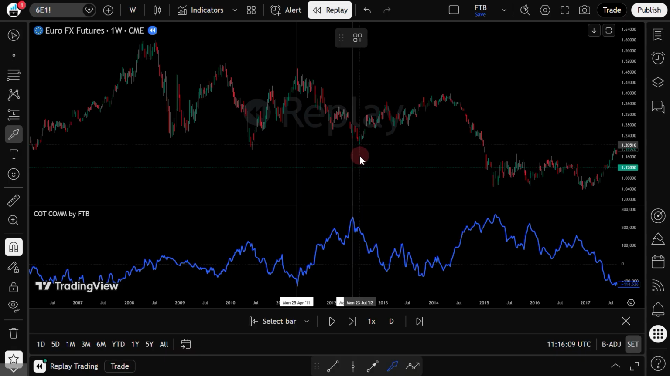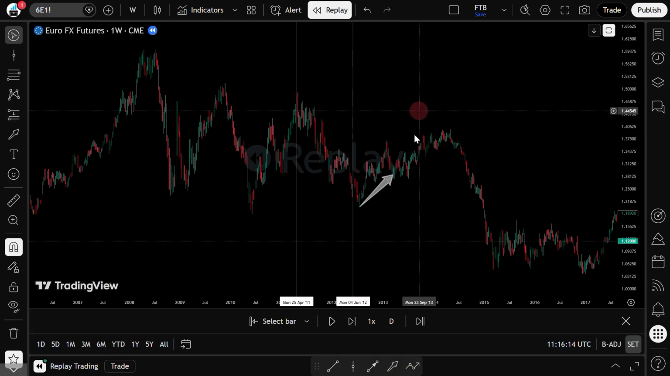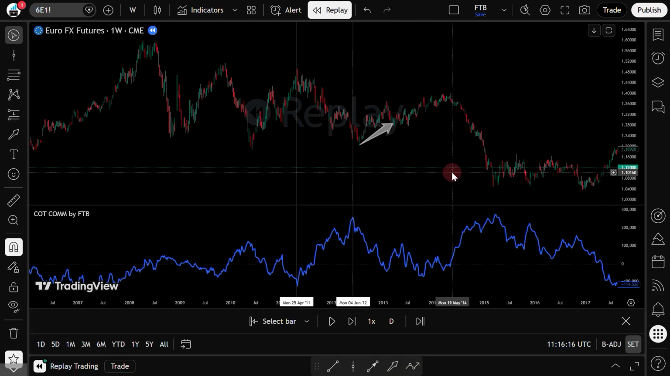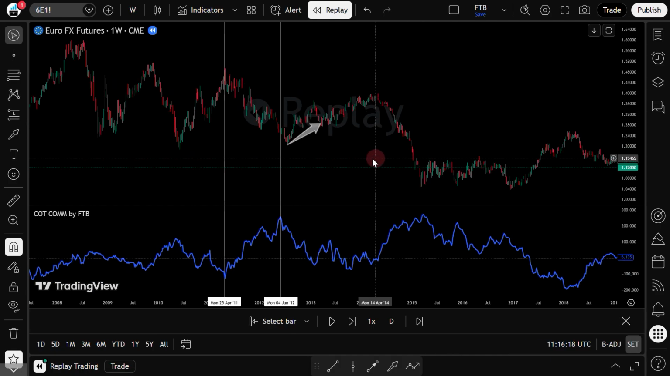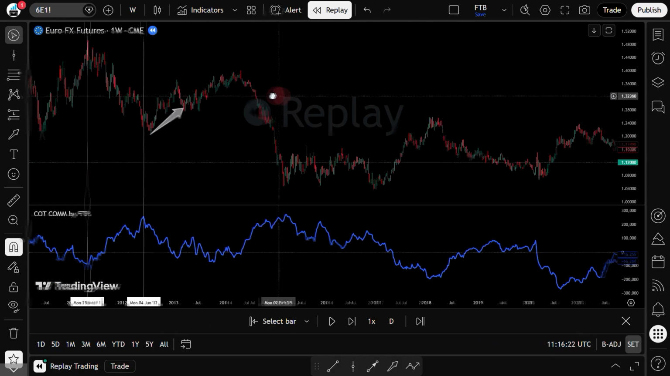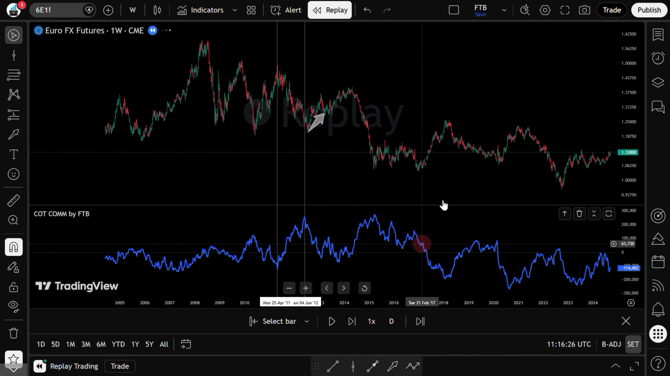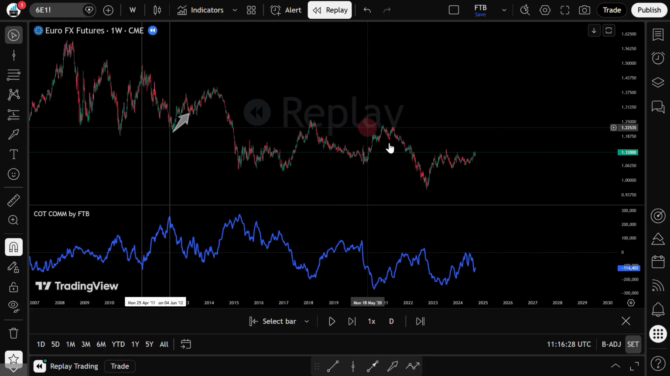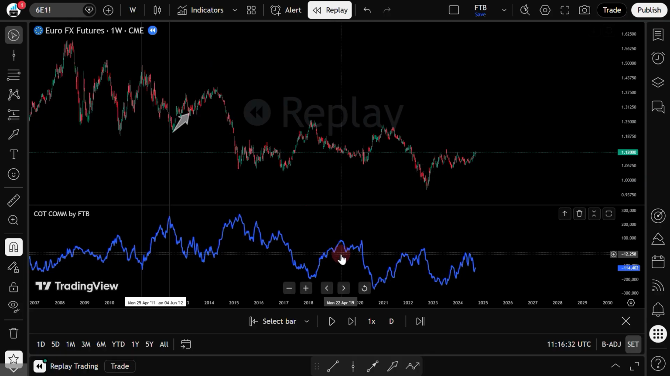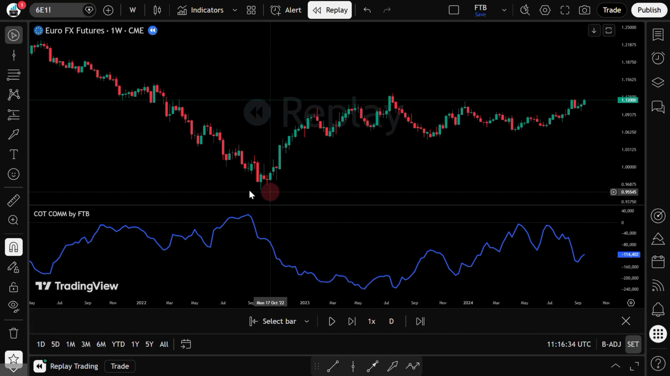So step 2, combine it with price. If price is falling, but commercials are increasing their buying positions, that's a strong clue. It suggests the market may be approaching a bottom. On the other hand, if price is rising, but commercials are selling, it may indicate the market is becoming overvalued. Now step 3, be patient. Because this is based on weekly data, signals take time to play out. This is not for quick trades. This is for understanding the bigger picture.